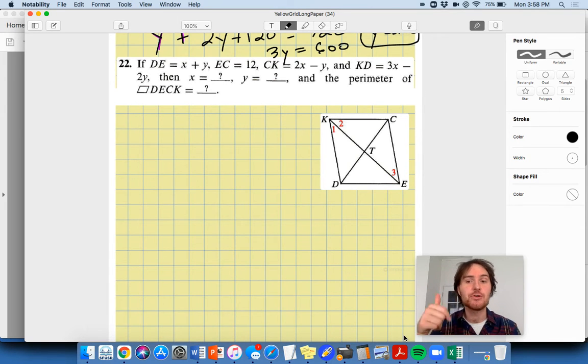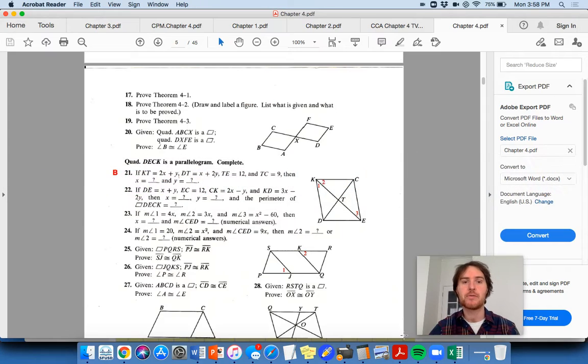So number 22, let me go. I didn't put the prompt on there, I apologize for that, but the prompt is right here. We got a quadrilateral D-E-C-K, deck, I guess. D-E-C-K, it's a parallelogram. So they're giving to us that it's a parallelogram.